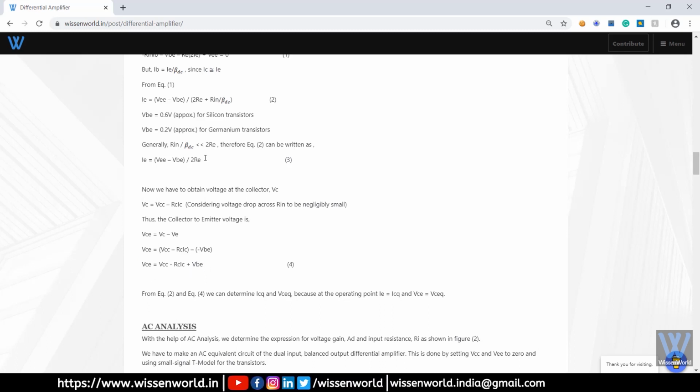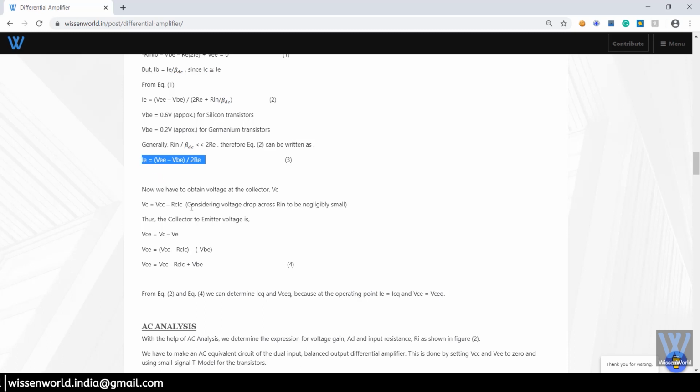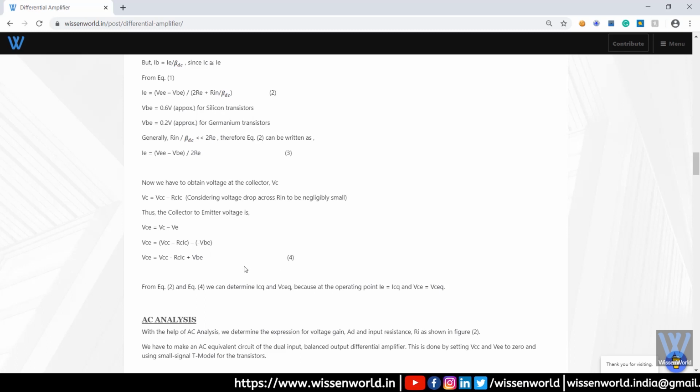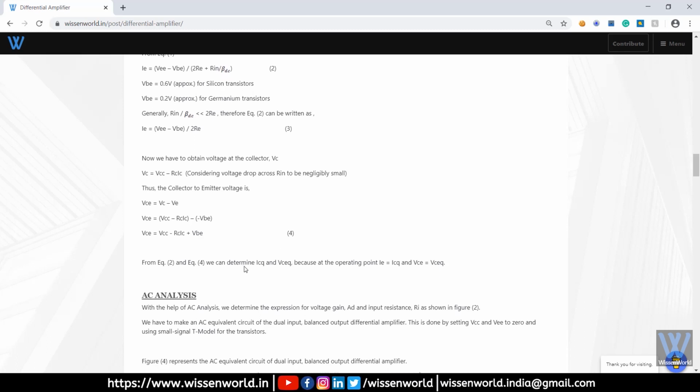Now note here that since IC is equivalent to IE, this equation can also be written for IC, and for the operating point we can write VCE as VCEQ and IC as ICQ. So we were able to find the operating point current and voltage. So this was the DC analysis. Now let's come to the AC analysis.